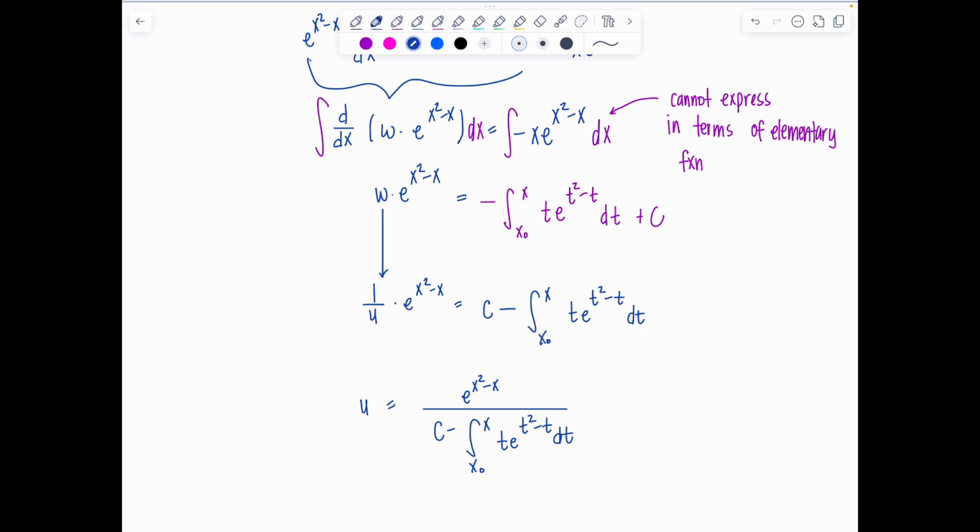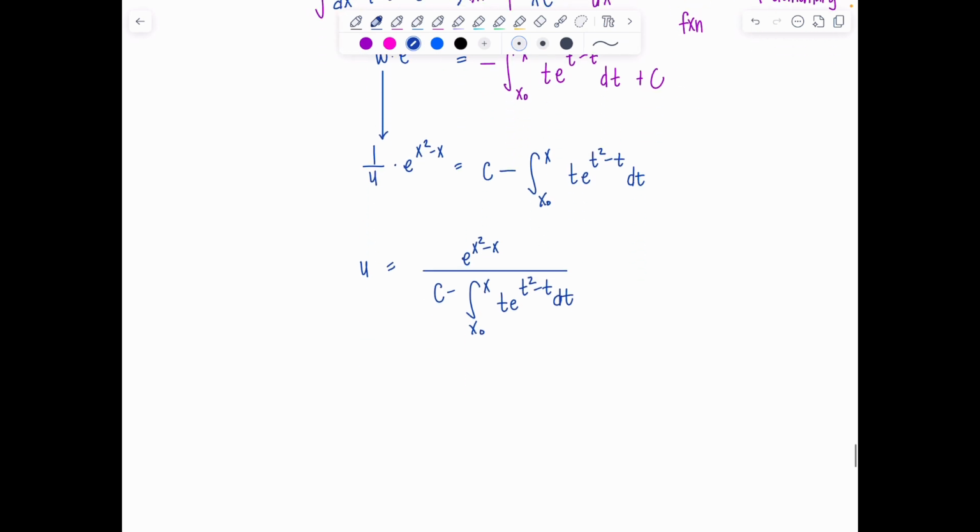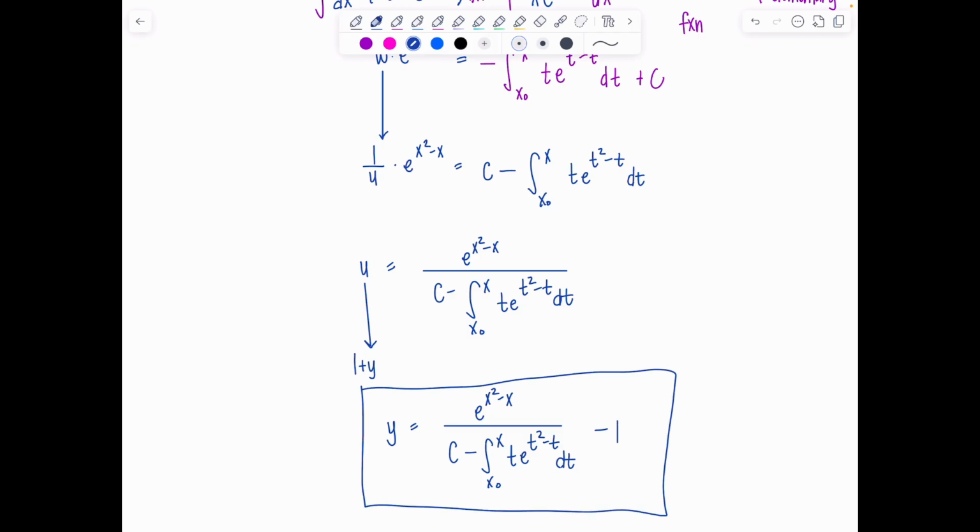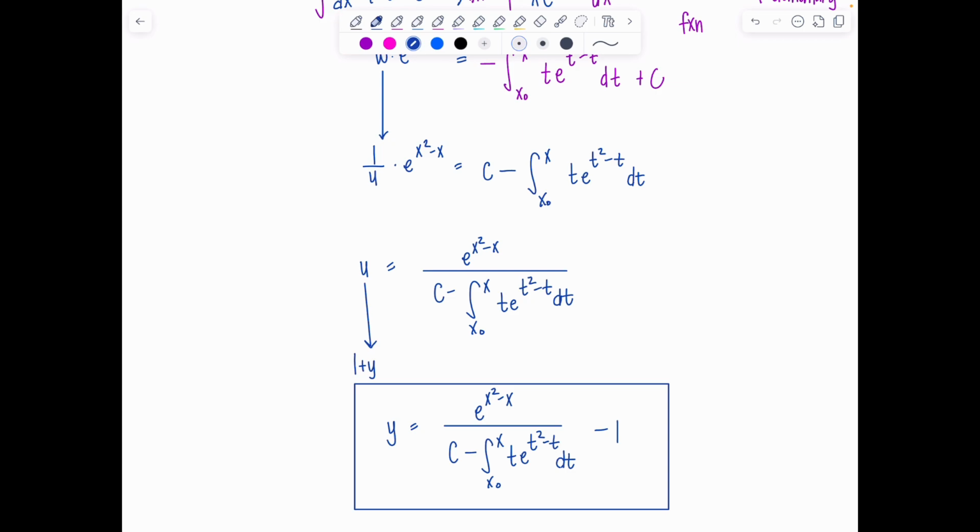And then last but not least, who was u? U was 1 plus y. So to get y by itself, we're going to subtract 1 over. So we'll say y equals e to the x squared minus x over c minus integral x naught to x t e to the t squared minus t dt minus 1. You can just leave it over there like that to the side. Oh, minus 1, there you are. That's it. Oh my goodness. What a journey. What a journey.